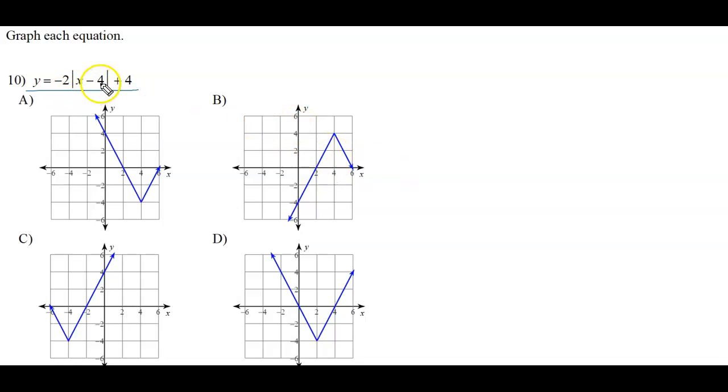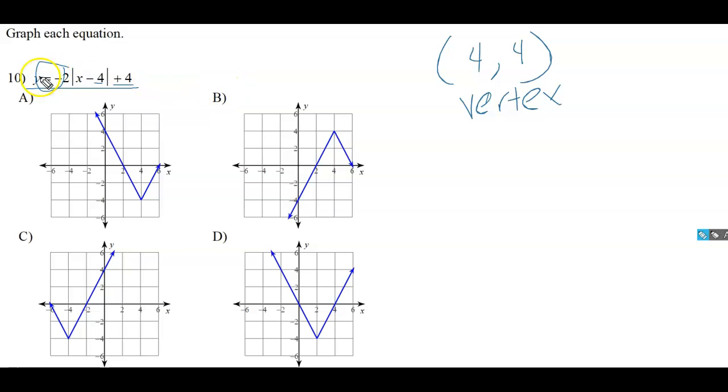So as you can see, my h is 4, but it's negative, right? So my vertex is going to be positive 4 because you change the sign. For this one, the k, it's a positive 4 and we don't change the sign. So this is my vertex, 4, 4. Notice my slope. So we have a slope of negative 2, but we'll get to that in a second. Let's start by graphing the vertex really quick. So I'm going to go over 4 and up 4. And that's where my vertex is.